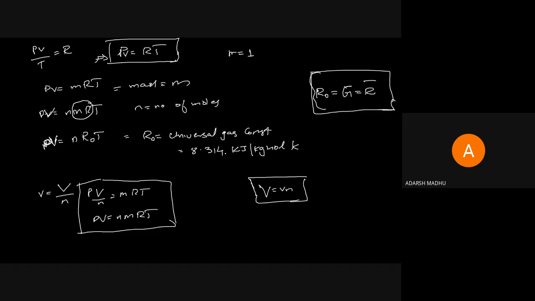If the question gives the molecular weight of hydrogen, or is related to mole, molecular, molar, etc., we use PV equal to N R naught T, with the relation for R naught: molecular weight M into R equal to R naught.